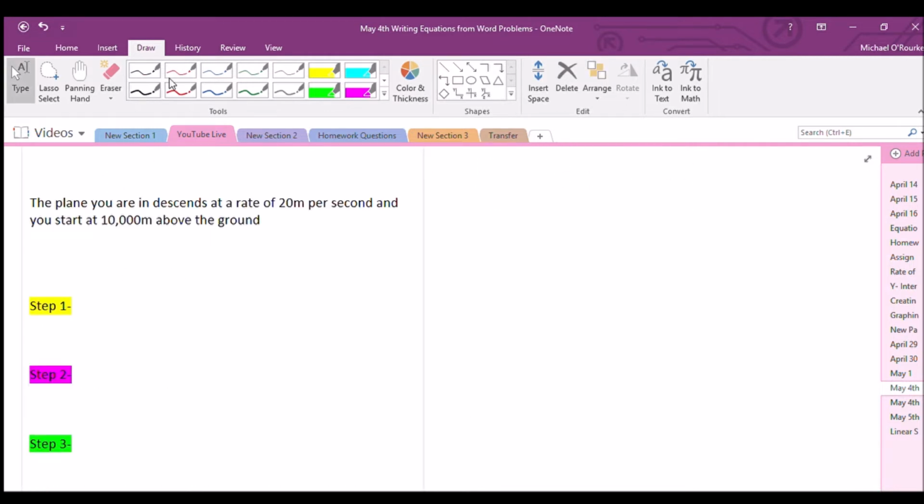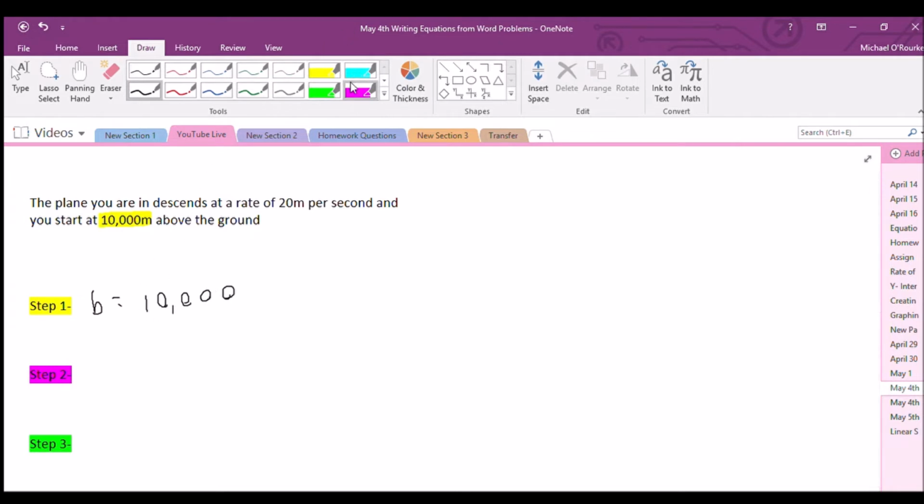Okay, if we take a look at this one, we are first going to identify our y-intercept, our initial value. A plane descends at 20 meters per second, and you start at 10,000 meters above the ground. So here's our initial value. So we start at 10,000 meters. So that's going to be our b value, 10,000.